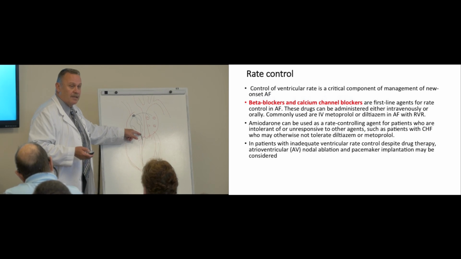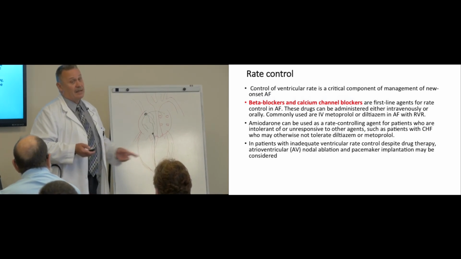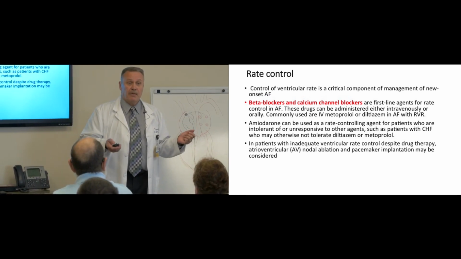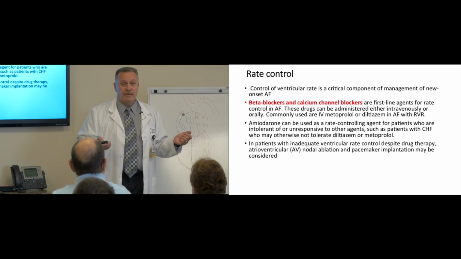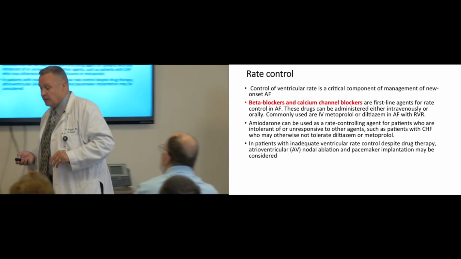So that AV node doesn't collect any information from the atrium anymore. And then he'll have to put a pacemaker in. But that's sometimes better than having a heart rate of 140, 150 that you can't control. That's rare, but we do have options.